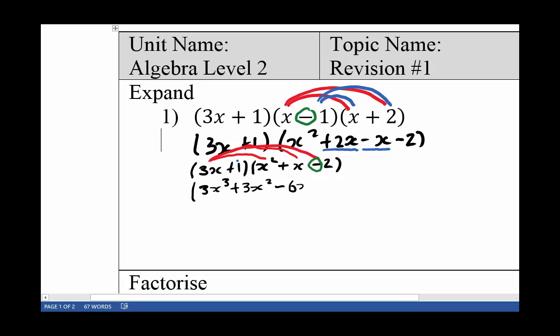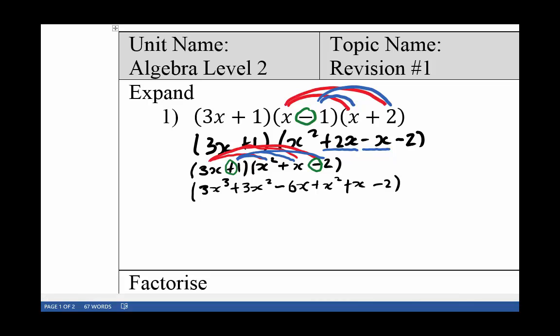Now the next step is I need to go 1 times x squared, 1 times x, 1 times negative 2, and in this case it is a positive 1. So positive 1 times x squared is, that's meant to be an x, oh yes, it's meant to be an x. Okay, so positive 1 times x squared is positive x squared. Positive 1 times x is plus x, and positive 1 times negative 2 is negative 2. Now, that's all the expanding done.